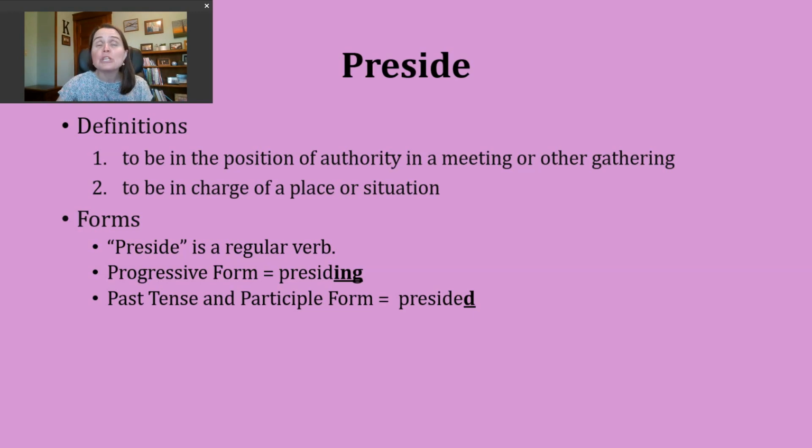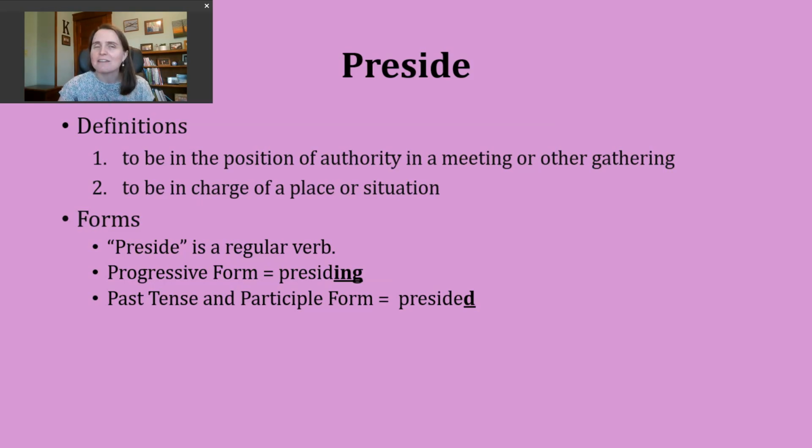So for now, you should know that preside is a regular verb. If you want to make the progressive form of our verb, we're going to drop the E on the end because we have a vowel consonant E pattern. We're going to add our ing, and that forms presiding. The past tense and the participle form of our verb could be made by just adding the letter D, since this verb already ends in an E.